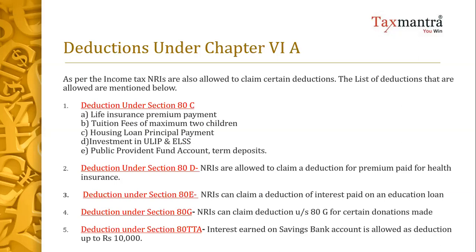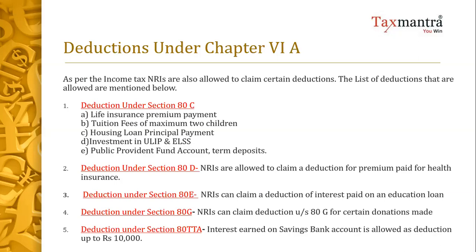Deduction under section 80D with respect to the Mediclaim premium paid for self, spouse, and family is allowed as deduction for non-resident individuals. NRIs can also claim deduction under section 80E for interest paid on education loan. And under section 80G, where NRIs make donations to certain social causes or certain eligible donations are made under section 80G, then they will be allowed as deduction and you can claim the benefit of that donation made as deduction under section 80G.